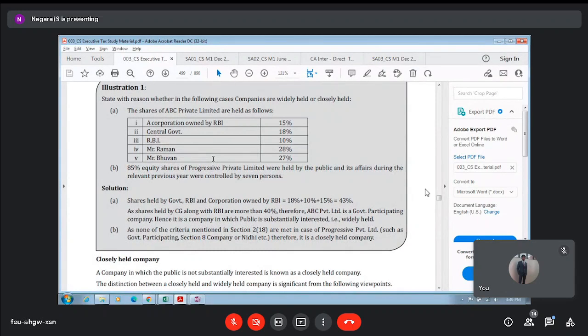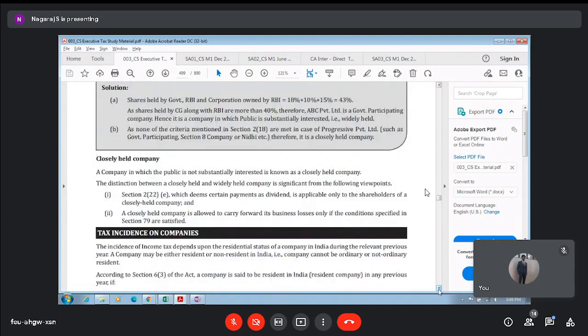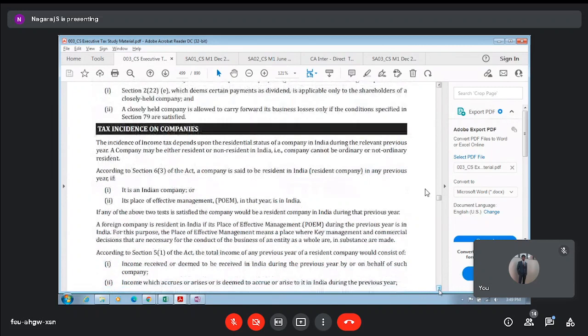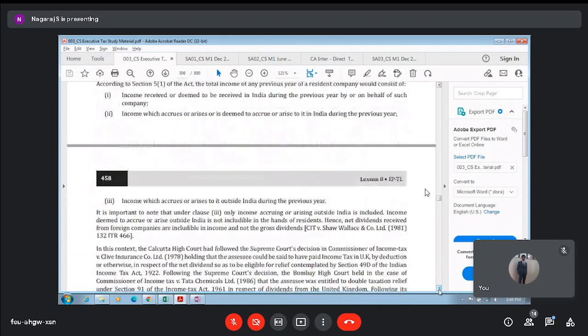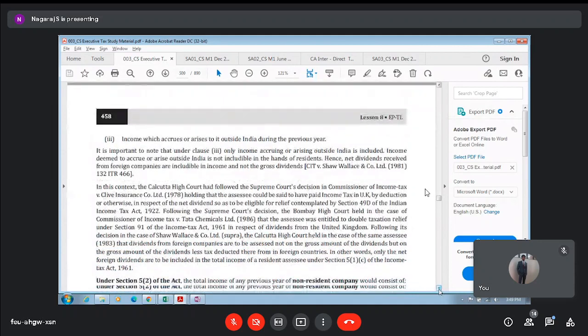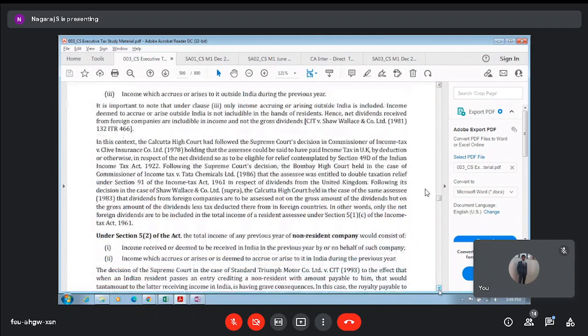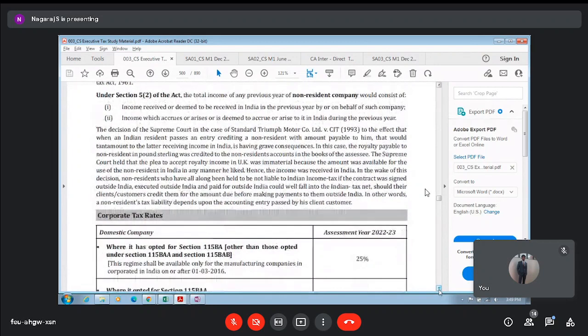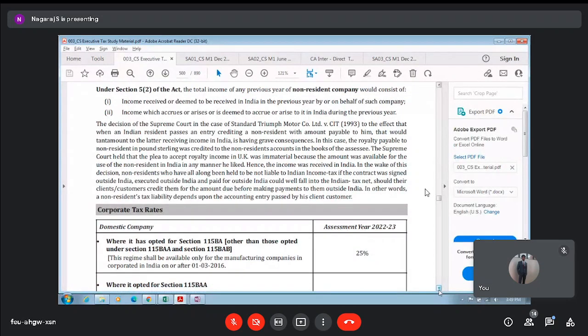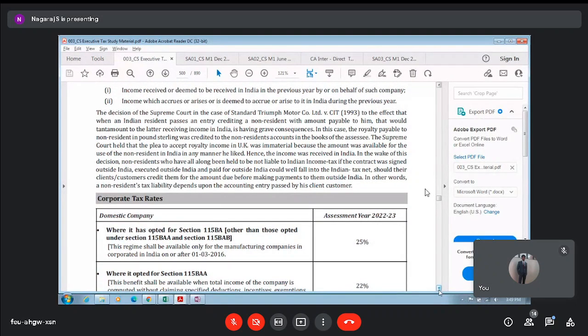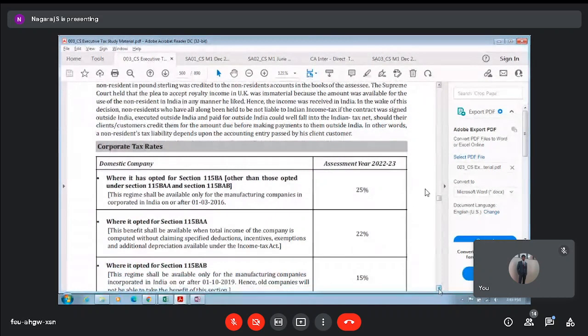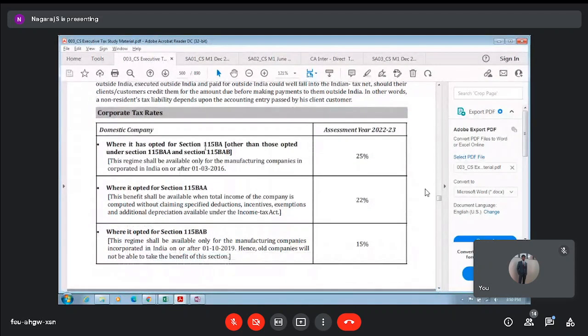Okay. Now, whatever we have learned, the tax rates of the companies. How many tax rates did we learn for the companies? Can anyone tell me the tax rates? According to me, we learned 4. Can you tell me the rates at least? 15, 22, 25, 30. 30 is the common rate.